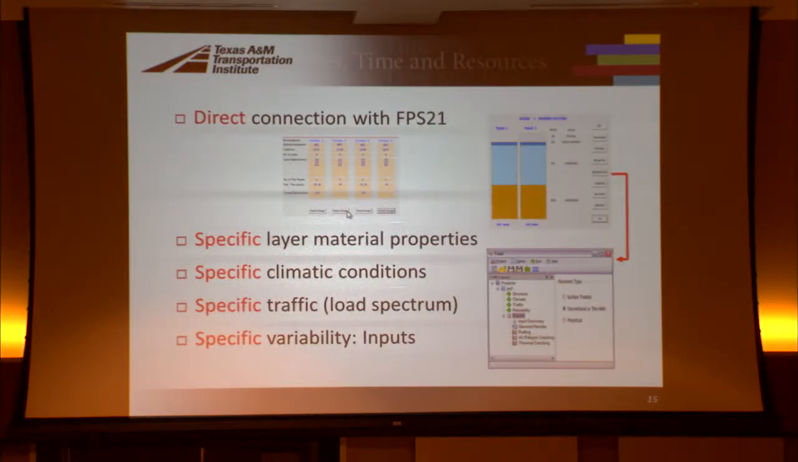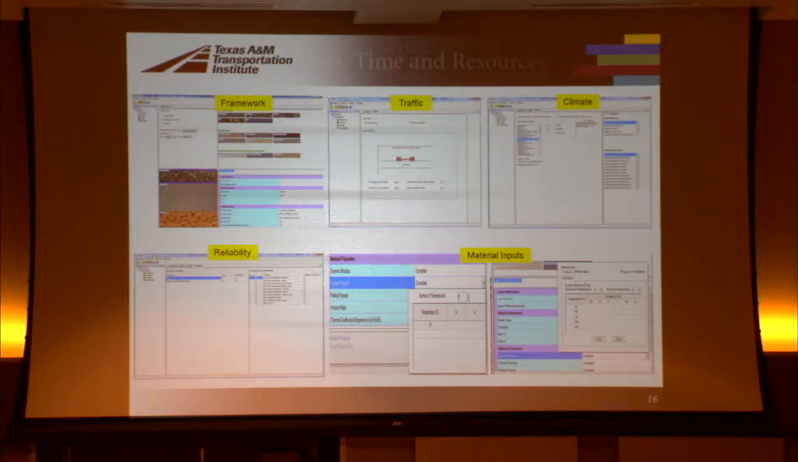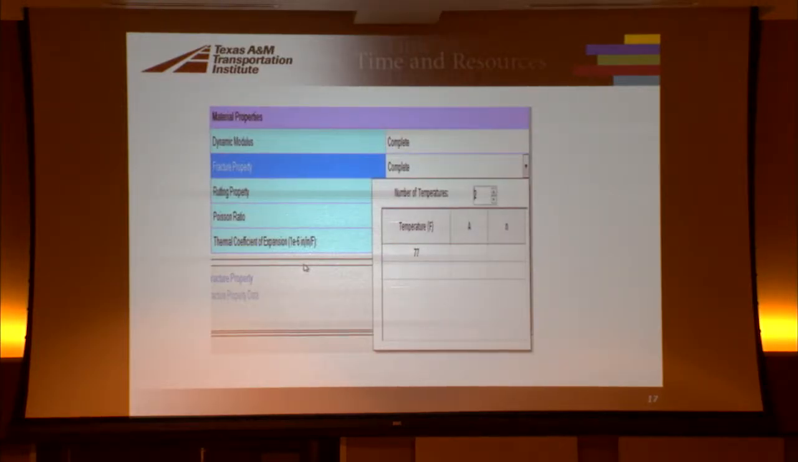So we have specific layer material properties, climatic conditions, traffic obviously, and also variability as inputs. There are several different screens on here, but what is really important about this system is that there's always been discussion, Dr. Nazarian and some others have mentioned this, about trying to tie laboratory testing to actual field performance. Well, we're now getting to that point where we're doing measurements on where you could put in the system properties, lab measure properties such as dynamic modulus, looking at fracture and rutting properties, and so on.